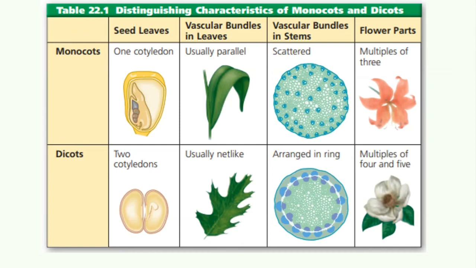And this is a comparative chart between them. So, based on the seed leaves, monocots have one cotyledon and dicots two. Vascular bundles in leaves: in monocots, they are usually parallel; in dicots, they are usually net-like. Vascular bundles in stem: in monocots, they are scattered, and in dicots, they are arranged in rings. Flower parts: in monocots, they come in multiples of 3, and in dicots, in multiples of 4 and 5.